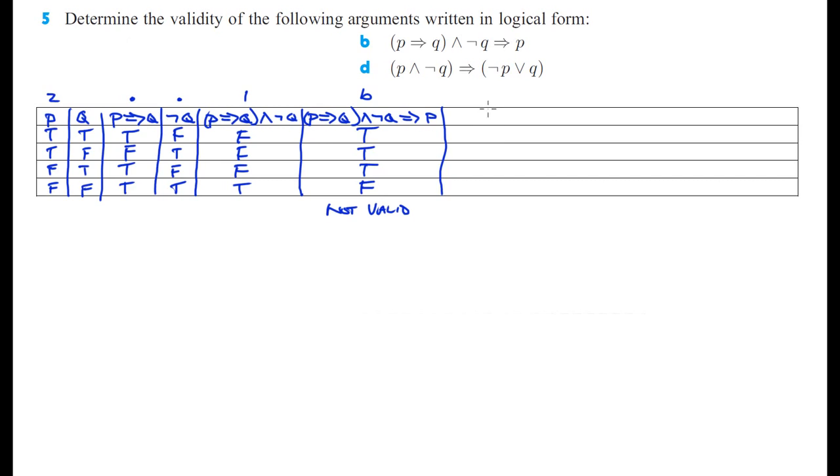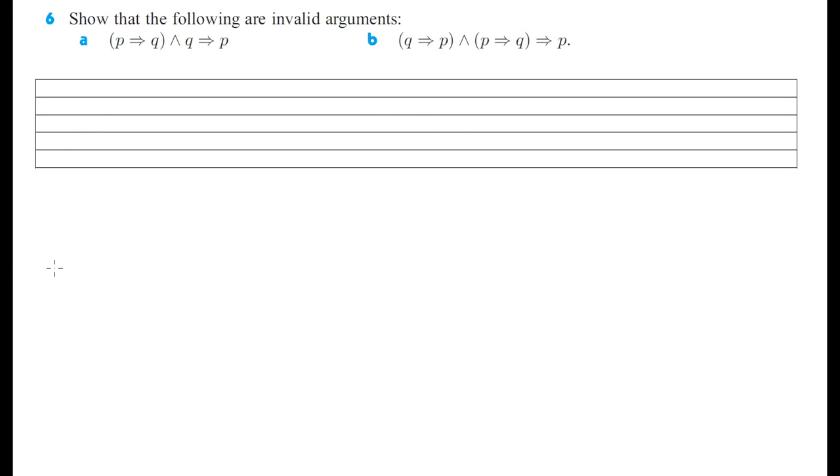Okay. Let's do number 6. Show that the following are invalid arguments. So it's just more truth table stuff. We've got P and Q. Q is true, false, P is true, false. P implies Q is the first thing we want to do.